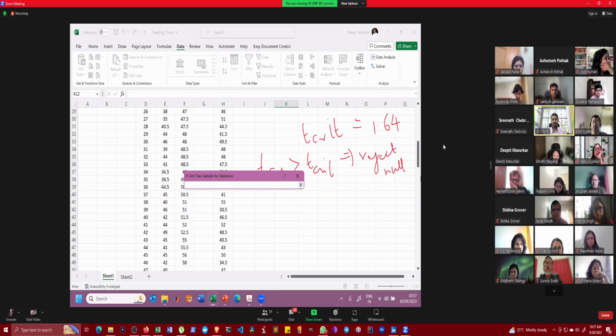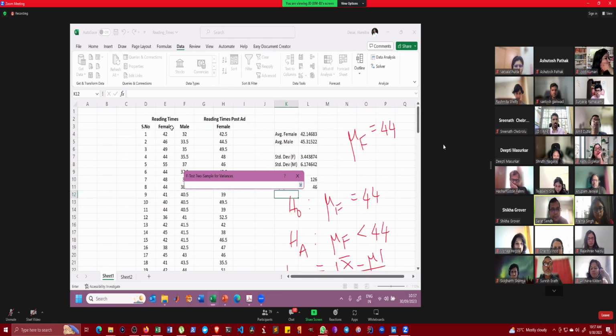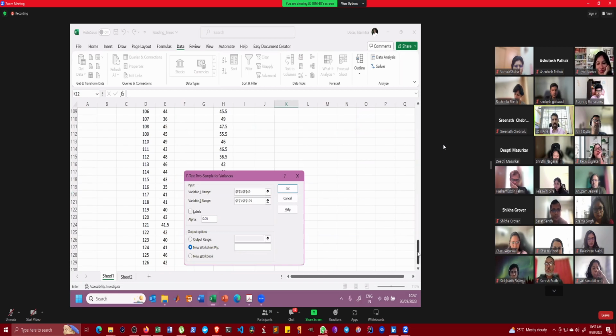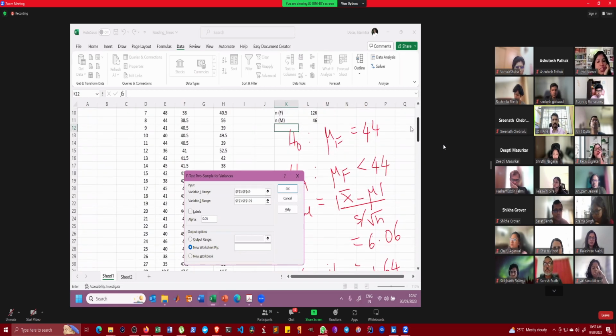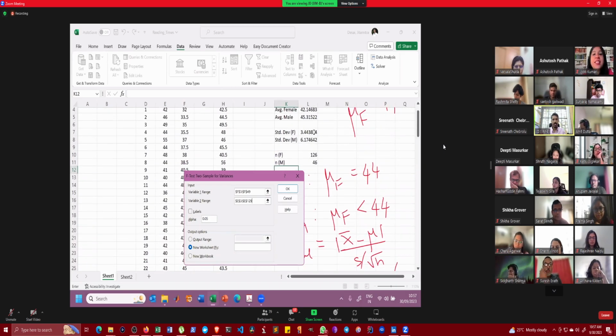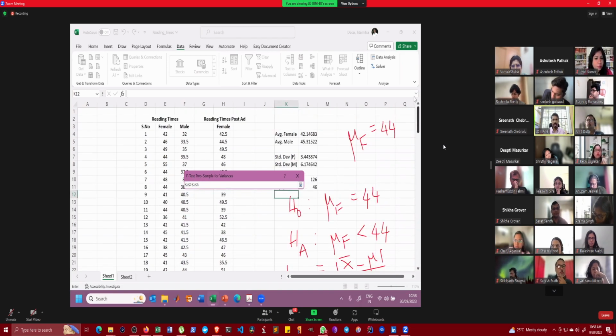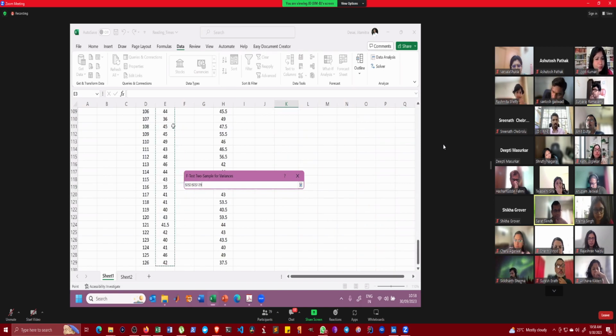My females are variable range 2. Excuse me, sir, I missed the point actually. On what basis did we select the male? So I'm looking at the standard deviations we calculated for males and females. Based on that, I'm selecting variable range 1 and variable range 2. The higher standard deviation is always variable 1. So my males become variable 1, and my females become variable 2. Got it. Thank you. I think I messed up there by selecting those.